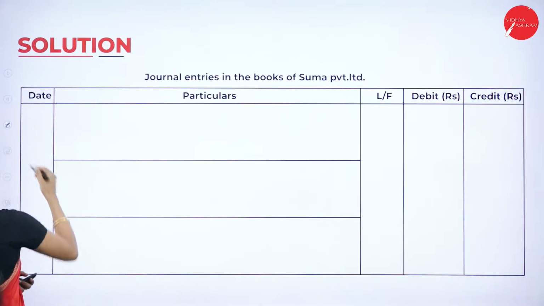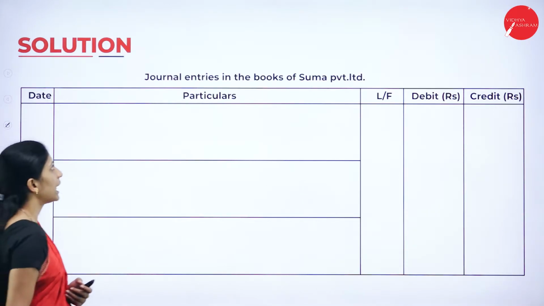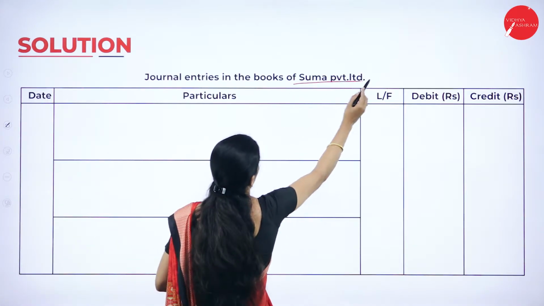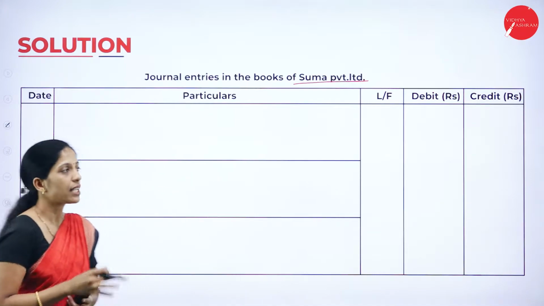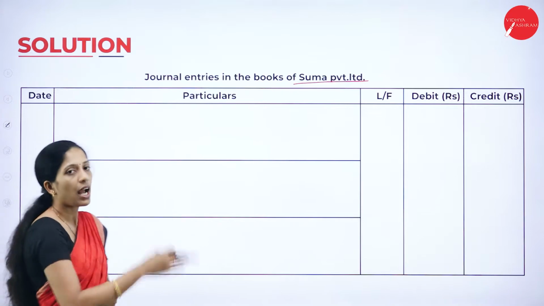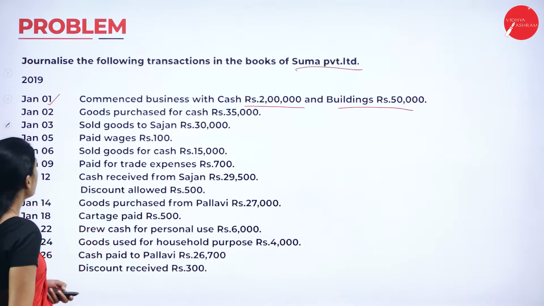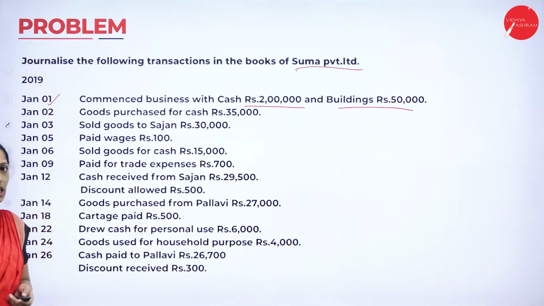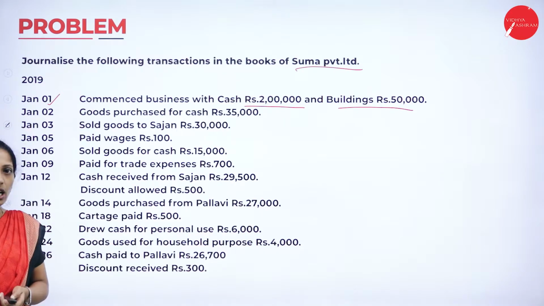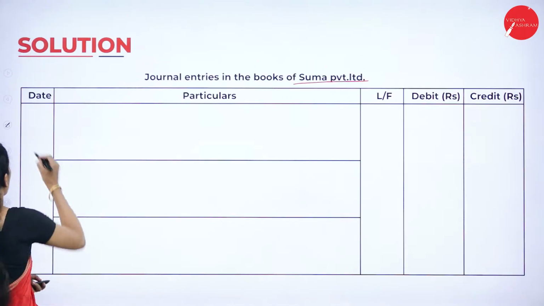So we shall record the entry. Before that, you know the format. That is journal entries in the books of Summa Private Limited, and the format is date, particulars, ledger folio, debit rupees and credit rupees. Now we shall go through the first entry. It is 1st Jan 2019. That is 1/1/2019. Cash account debit, building account debit to capital account.